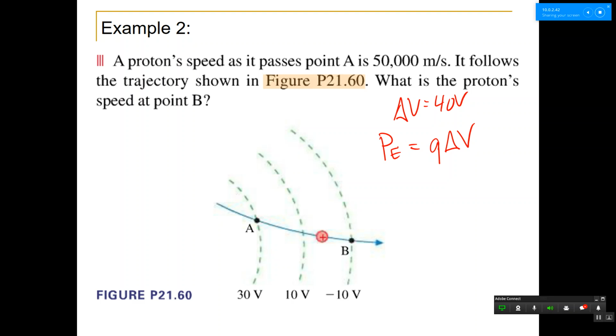Yeah, you can say that it's losing potential energy and gaining kinetic energy. So you can call it a negative number. As long as you know which direction you're going in, it doesn't really matter.